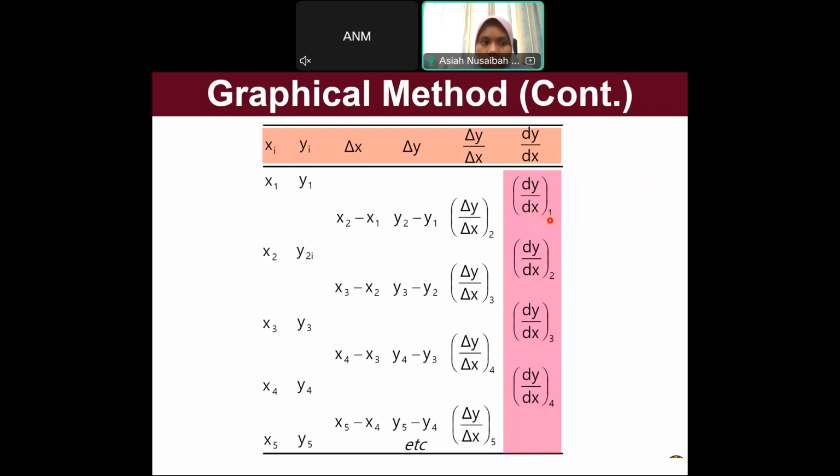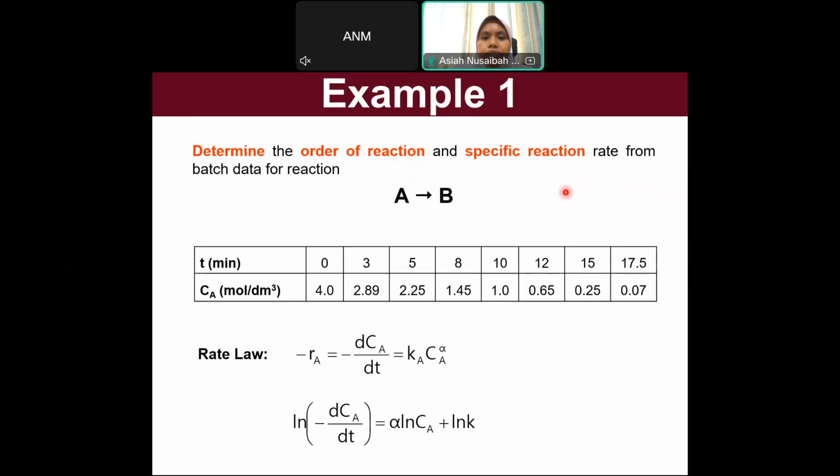It isn't complete yet. Remember, we want to find the constant, which is k, and also the order alpha. So this is not settled yet. Now we're going to see an example where we settle it until we find the order and also k. We already know how to draw the histogram and find dy/dx from the histogram. Let's see an example. We have example 1.